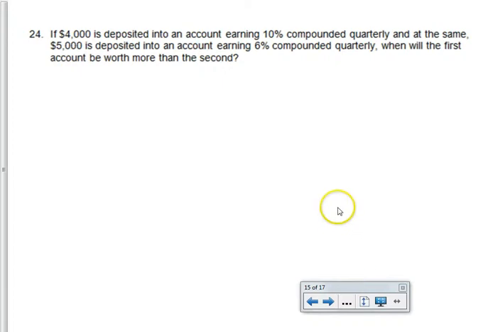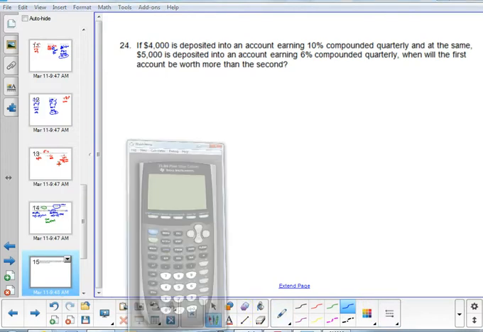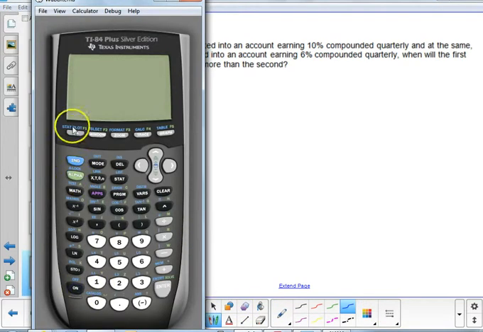Okay, $4,000 is deposited into an account earning 10% quarterly, and then there's another account, 6% quarterly, $5,000, and then when will the one account be worth more than the other? I'm going to use my graphing calculator on my computer. I'm going to set up my equation for the first bank account into Y1 and the other into Y2.